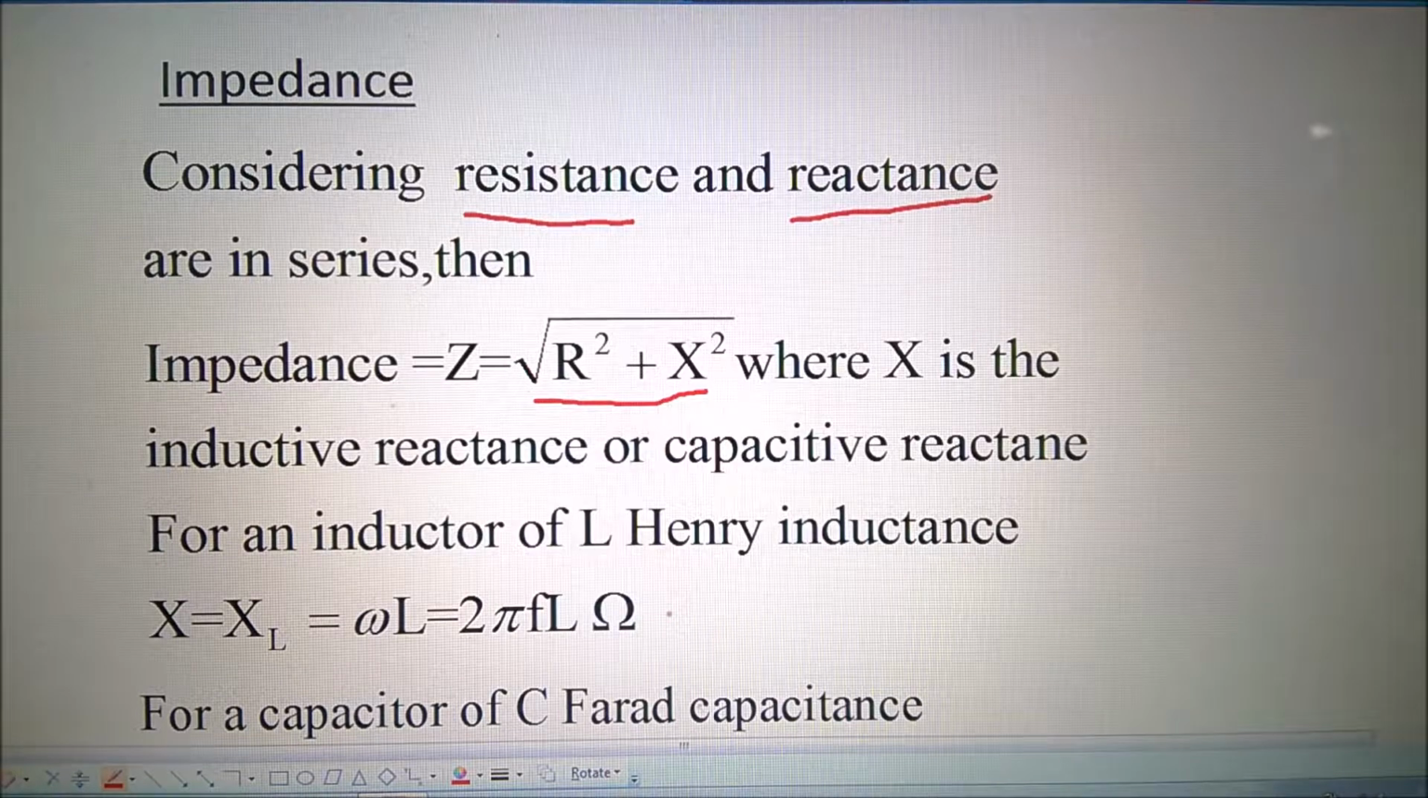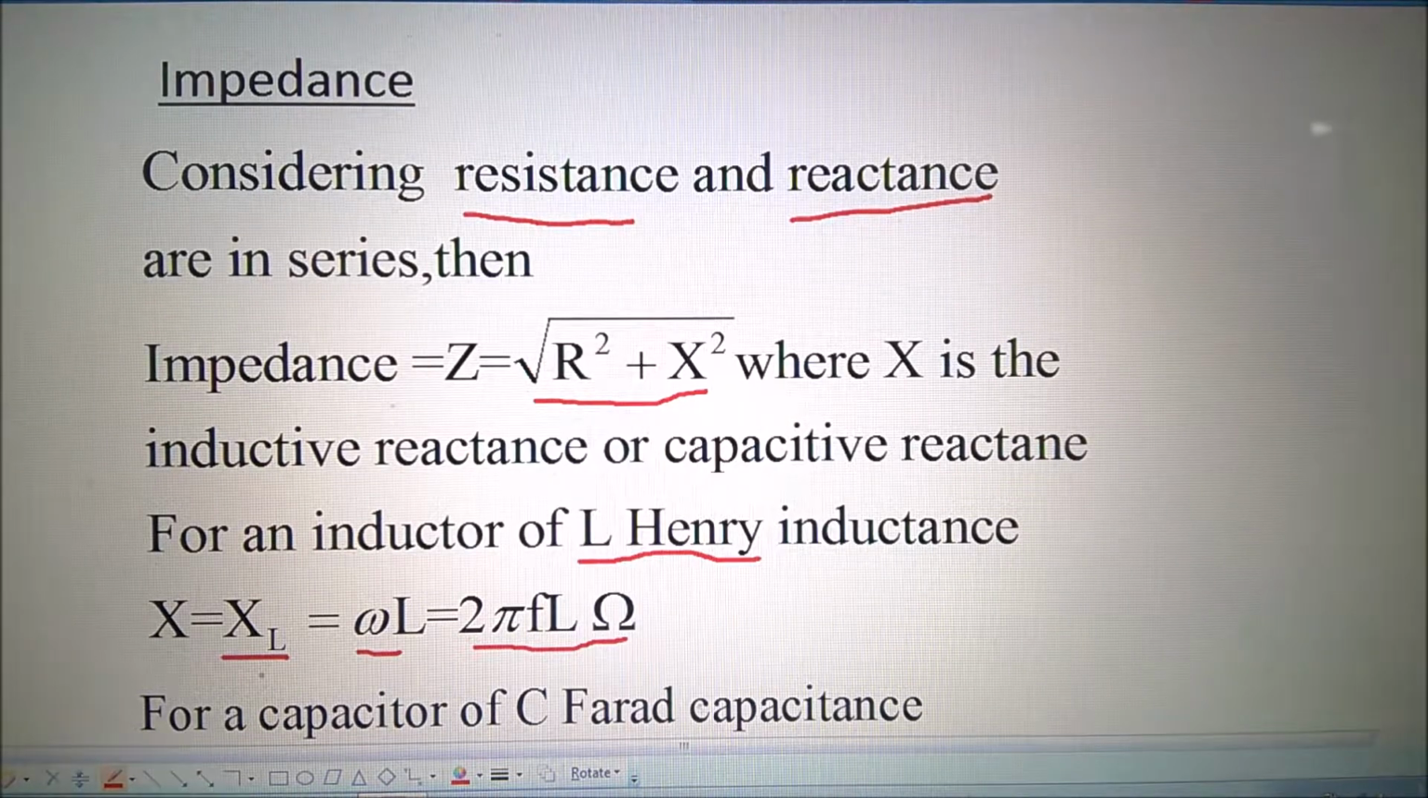Now let us consider an RL circuit, where only resistance and inductance are present, and L Henry is the inductance of this inductor. We can find the inductive reactance by this formula: XL equals omega into L, and we can find the omega, and then we can apply it. X can be replaced by XL.